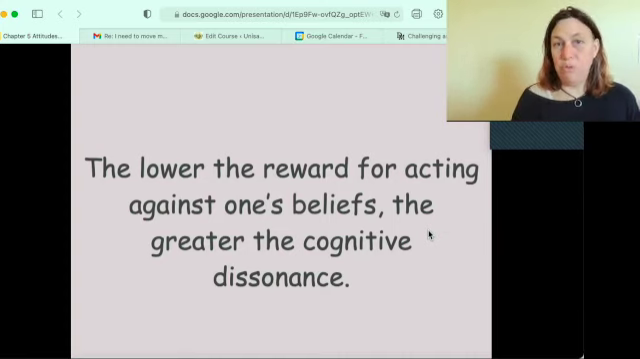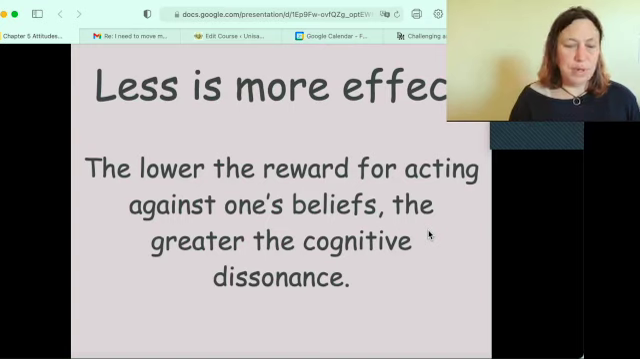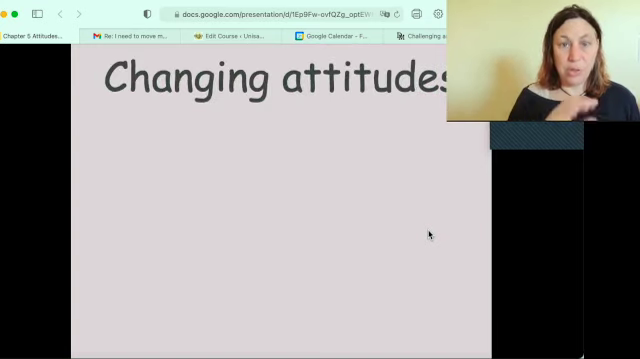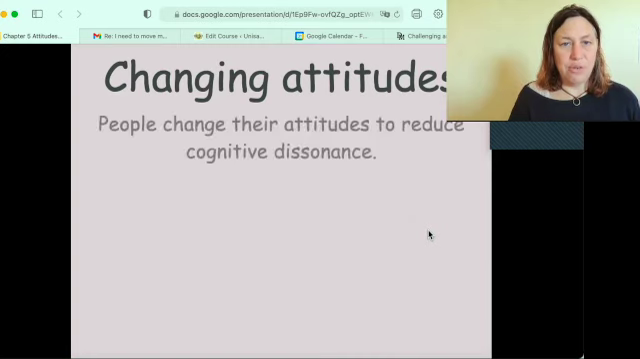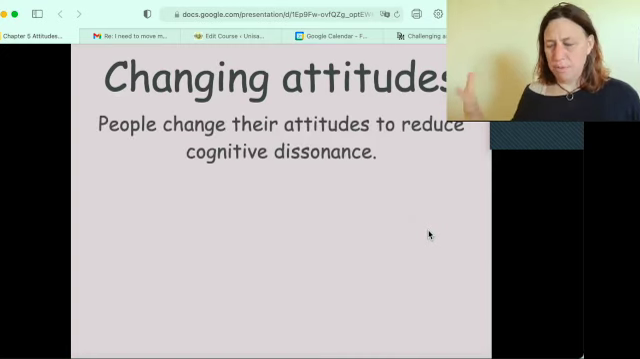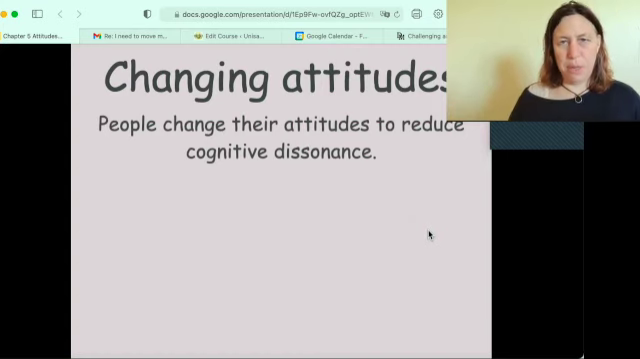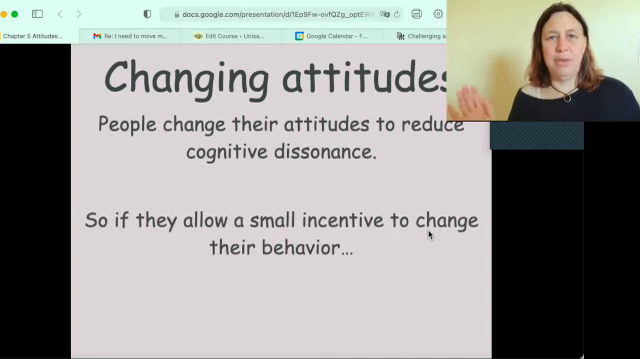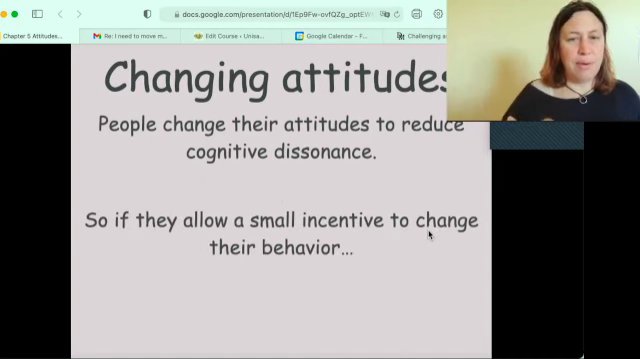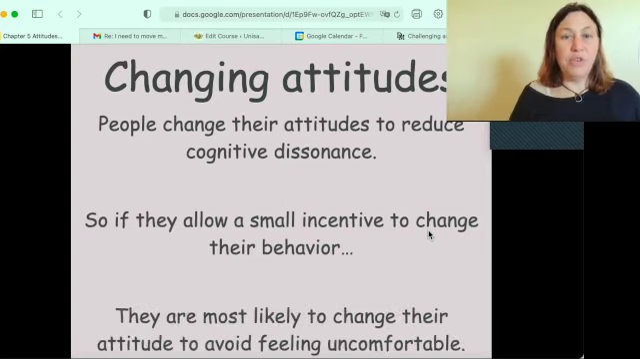Okay, so what do you do when you've taken out the hit? You've taken your 500 Rand phone, and now you feel bad. Okay, but this is called the less is more effect, sorry. So you can change your attitude to reduce the cognitive dissonance. It's perfectly legit to become a hit person for the sake of a little bit of money and a phone, because this is a bad society and nobody cares about me. All right? So you allow a small incentive to change your behavior, and then you change your attitude instead of your behavior to avoid feeling uncomfortable.